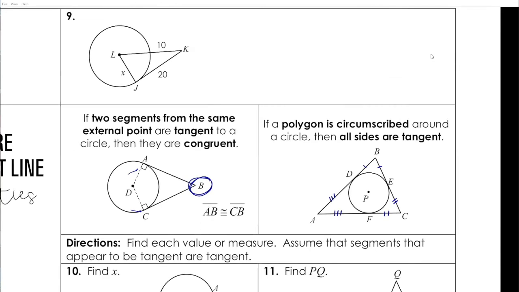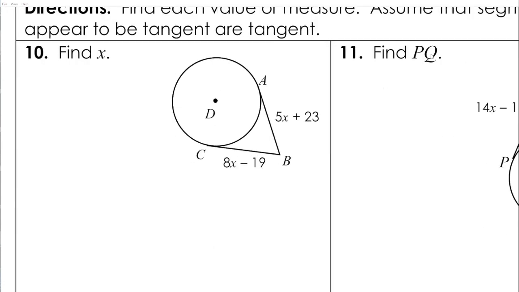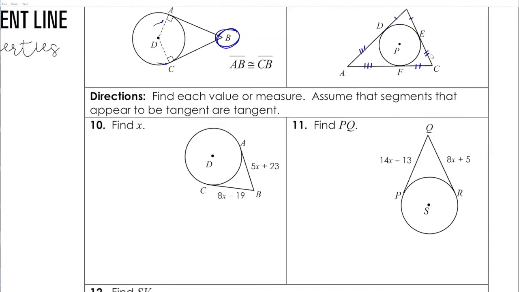Y'all ready to use our rules? Yeah, you are. All right, so we want to find the value or measure. They want us to find the measure of x. If they appear to be tangent, they're telling us, hey, any segment that appears to be tangent is tangent. Otherwise, we would need to see what? Yeah, that right angle. That's what we want to see.